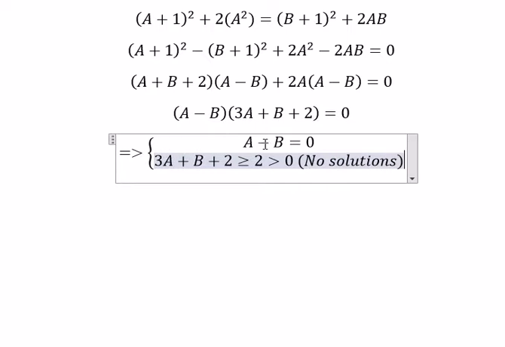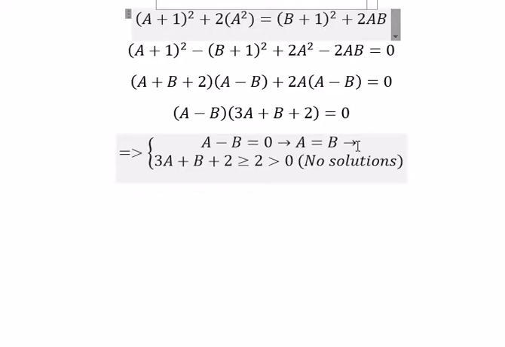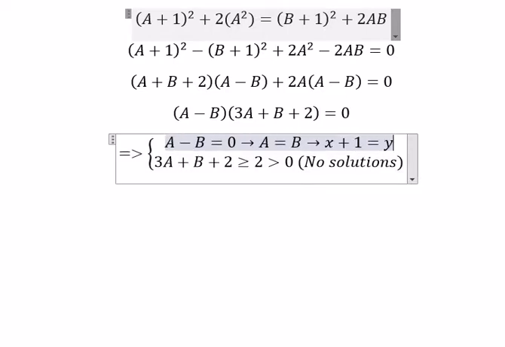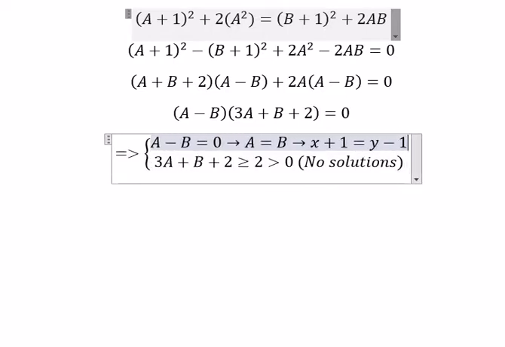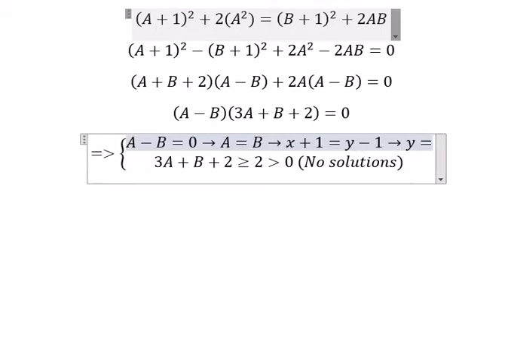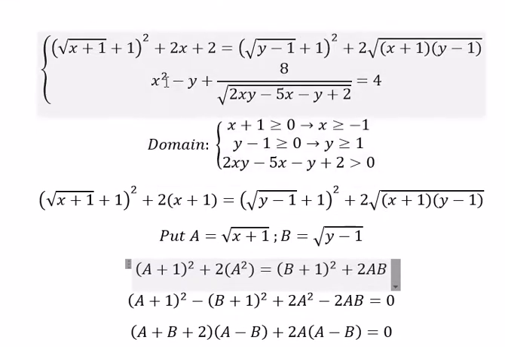Now we just have a minus b, so a equals b, and a should be this one, equals y minus 1. So now we move negative 1 to the left, and you get y equal to s plus 2. Now let's go to the second equation.